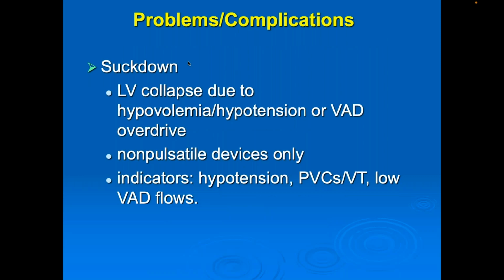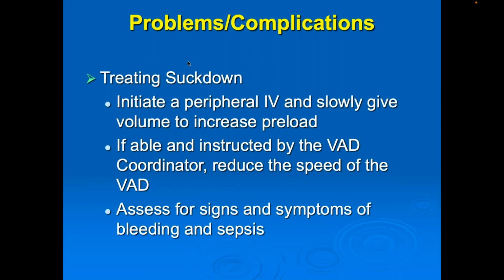Other problems and complications would be suck down, when the left ventricle collapses due to hypovolemia or hypotension or VAD overdrive. Non-pulsatile devices only with this, and indicators would be hypotension, PVCs, ventricular tachycardia, or low VAD flows. To treat suckdown, we're going to initiate a peripheral IV and slowly give volume to increase preload. If able to and instructed by the VAD coordinator, reduce the speed of the ventricular assist device and assess for signs and symptoms of bleeding and sepsis.